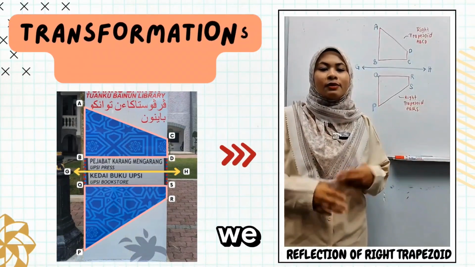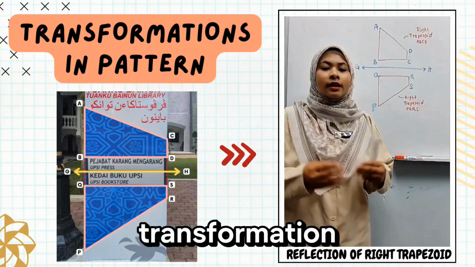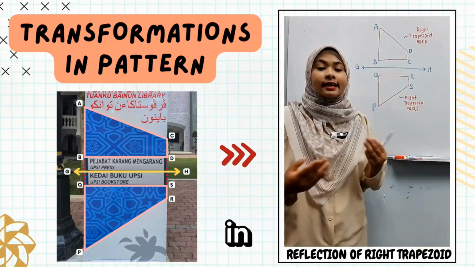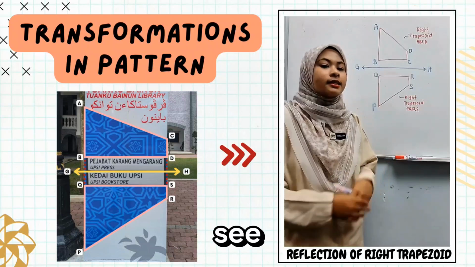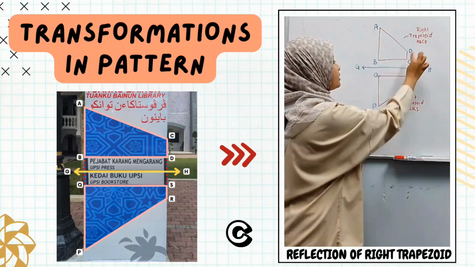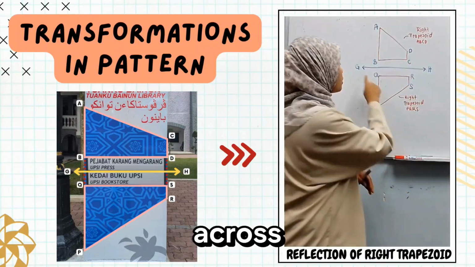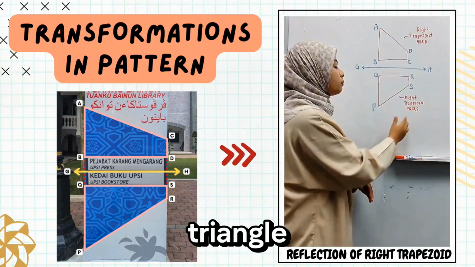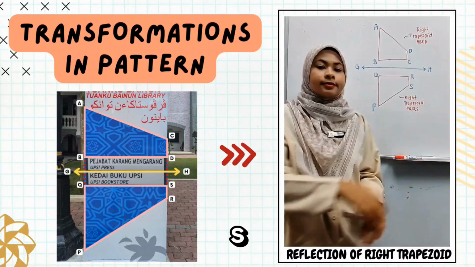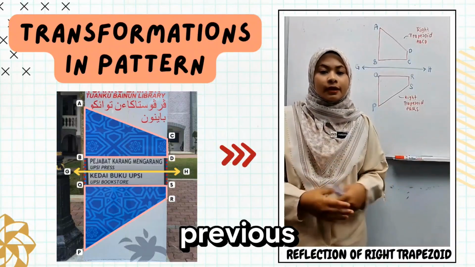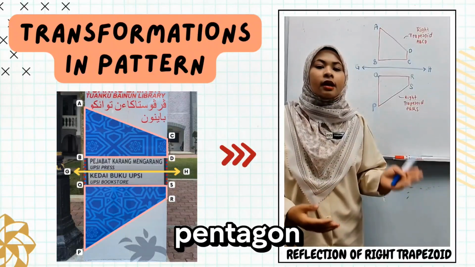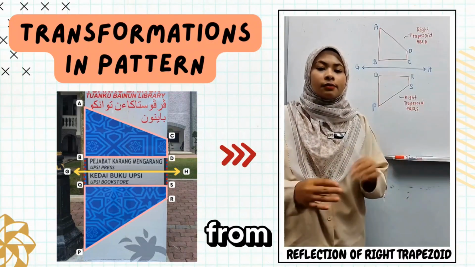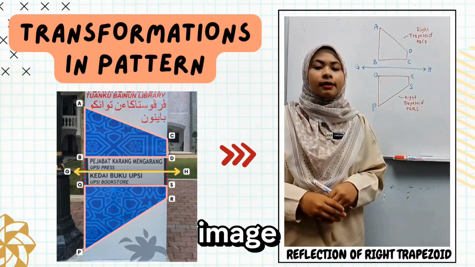Last but not least, we have the transformation in pattern, which is a reflection of a right trapezoid. In this example, we can see the right trapezoid A, B, C, D is reflected across line GH to form a new right trapezoid, which is PQRS. Just like in the previous example with the pentagon, each point from the original shape is the same distance from the mirror line as its image.